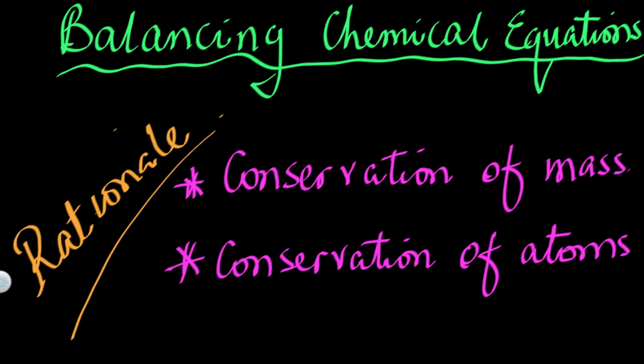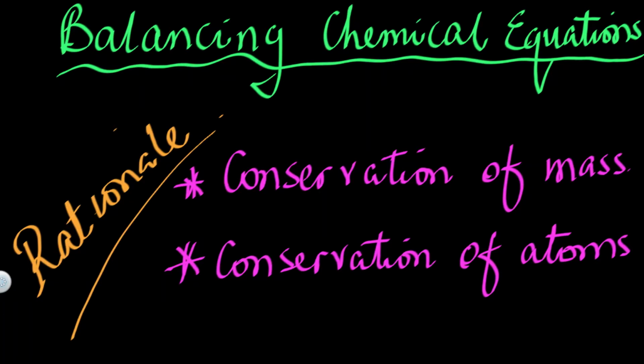In chemistry, we use chemical equations to represent chemical reactions. The balancing of a chemical equation is a very important skill for every student of chemistry and even for practicing chemists. The balancing of chemical equations itself is a consequence of the law of conservation of mass and also the law of conservation of atoms.